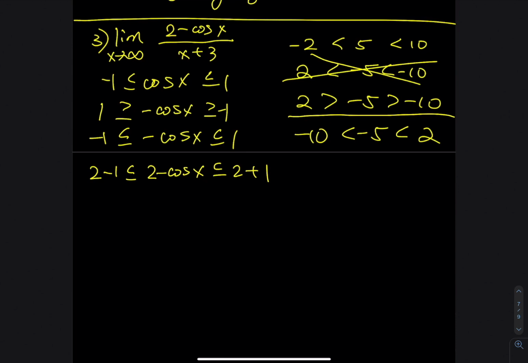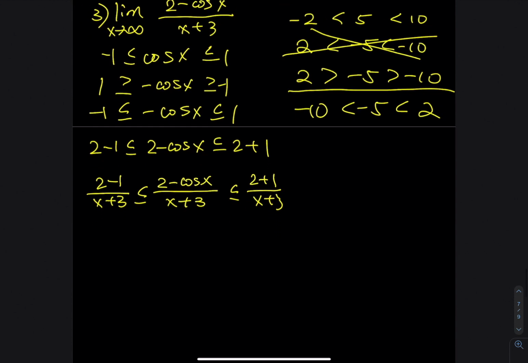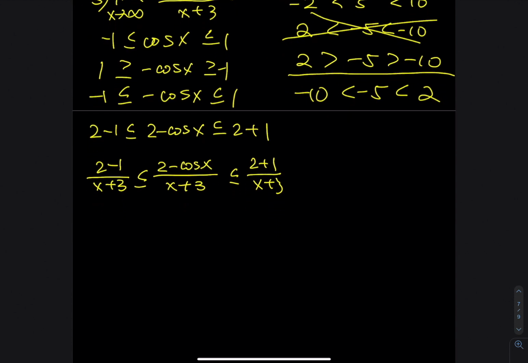And then you divide each side by x plus 3. So 2 minus 1 divided by x plus 3, 2 minus cosine x divided by x plus 3, and 2 plus 1 divided by x plus 3. Of course, you have to clean it up for me. So this will be 1 divided by x plus 3, right? Actually, let's do that in the limit. Let's take the limit right now. So we have the limit as x approaches infinity of 1 divided by x plus 3.